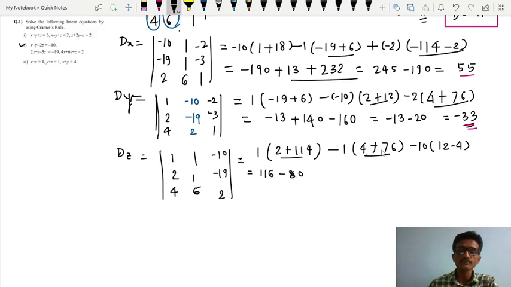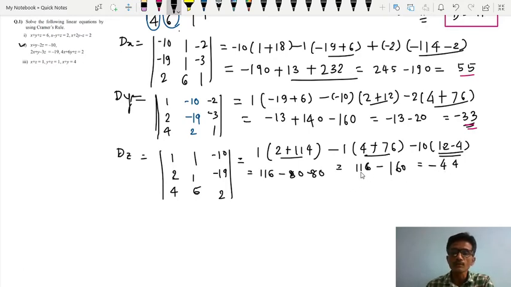This is 80, and this is 8 minus 80. Minus 80. So this gives us 116 minus 160. That will be minus 44. Yes, minus 44 we are getting. So thus you are getting D is equal to what? Yes, students, D is equal to what?